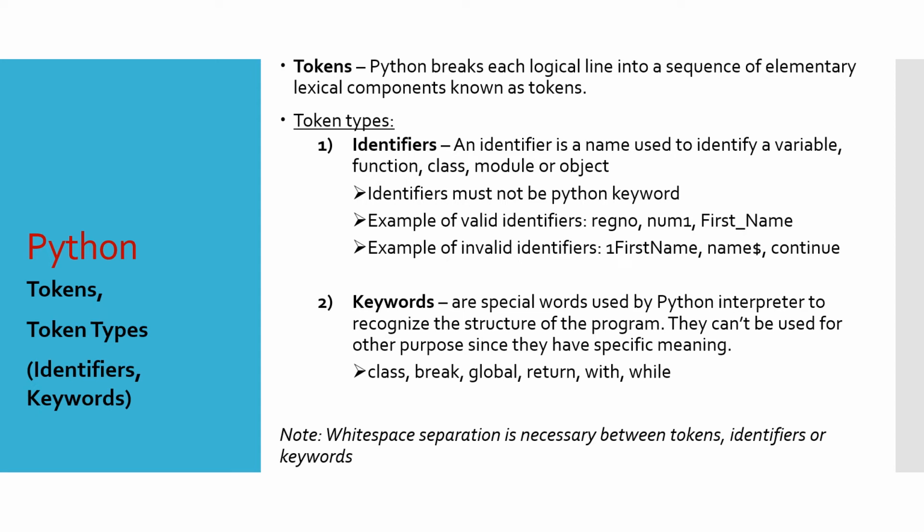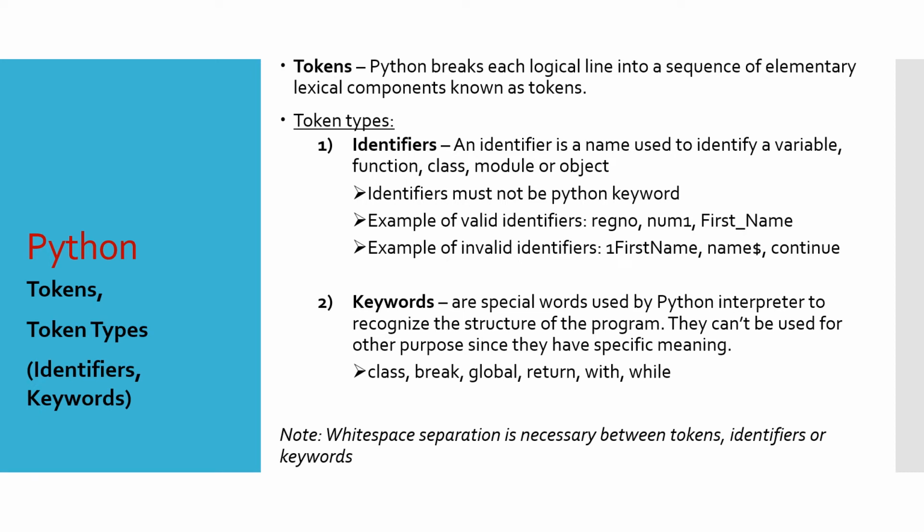I've given some examples of valid identifiers: reg number, num1, first underscore name. All these are generic ones, no dramas. And when we create identifiers in programming, we try to give them meaningful names so that it's easy to read. When after 30 days you finish a program and go back and look at it, it makes sense. Or if another programmer is reading it, it also makes sense for them. So there is a style in how you give a name to an identifier, a variable or an object.